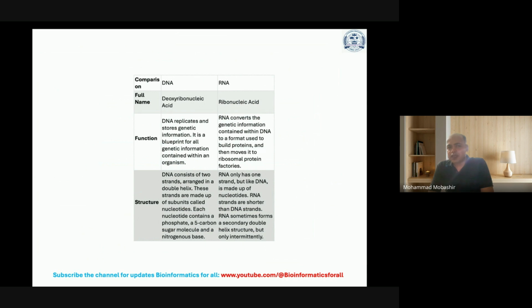Now, the same thing you can see. The detailed comparison of functions. DNA replicates and stores genetic information. It is a blueprint for all the genetic information content within an organism. Now, the RNA converts the genetic information content within DNA to a format used to build proteins and then moves it to the ribosomal protein factories.